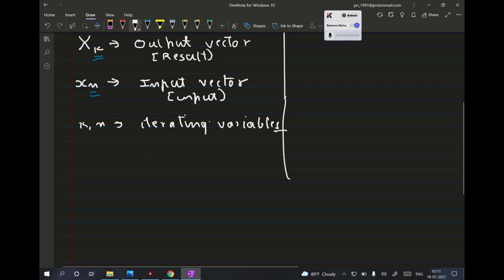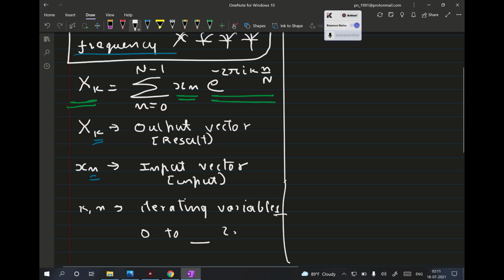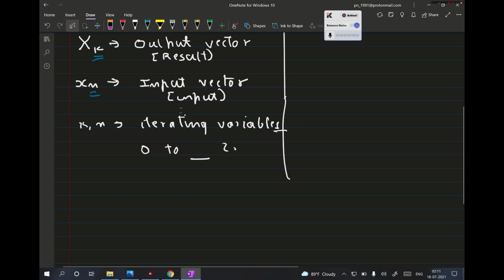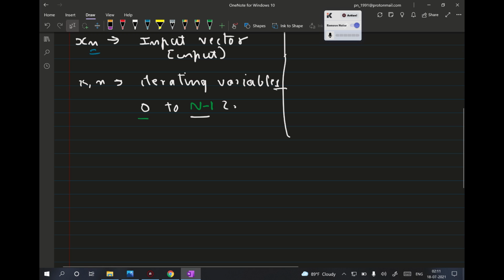So both of them start from 0, but 0 to 40. As you can see, this will define my maximum, or till what range it would carry out the summation. So that would be n minus 1. Since we are starting from 0 to n minus 1, my total number of data is n. And that is what capital N stands for.